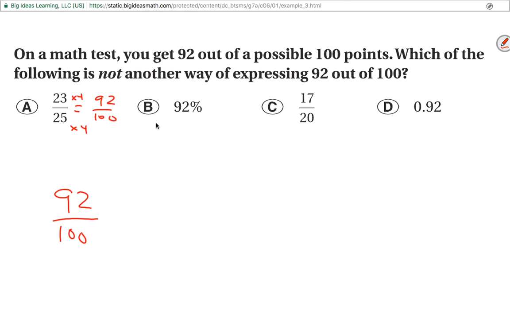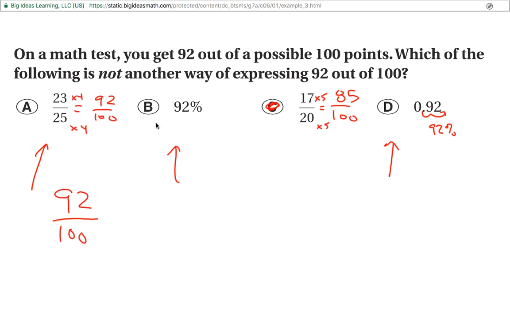Letter C, 17 out of 20. Well, if you get a common denominator of 100, multiply by 5, multiply that by 5. What is 17 times 5? 85 out of 100. Uh-oh. Is that your 92? Oopsie. No. And 0.92 is actually 92%. So that confirmed that D, B, and A are all the same. So the one that does not belong is letter C.